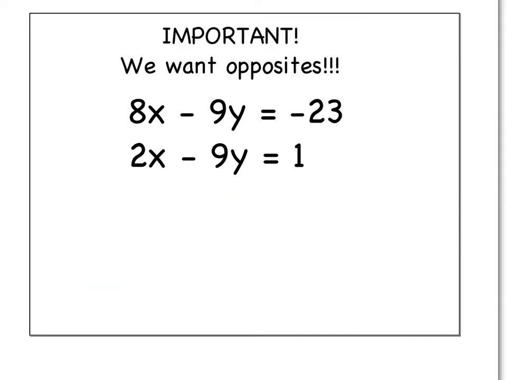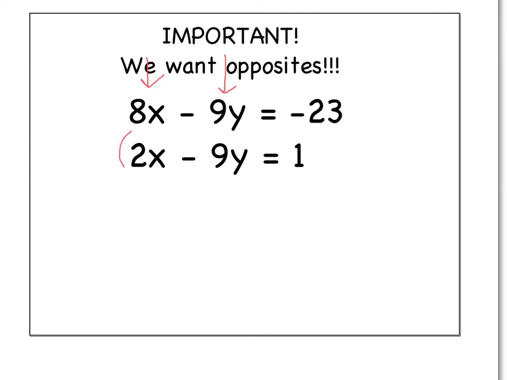So if you copy down the first problem, what we want to first examine is whether or not we have opposites. So if I look at my x's, I have 8x and I have 2x. Those two are not the opposites of each other. When I look at my y's, I have a minus 9y and a minus 9y. They're very close to being opposites. So what I can do is I can create opposites. In order to create opposites, I would need one of those minus 9y's to become a plus 9y.